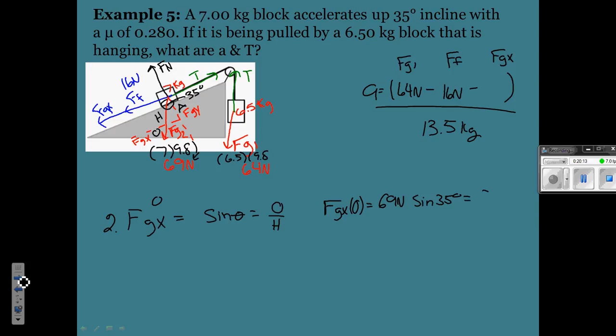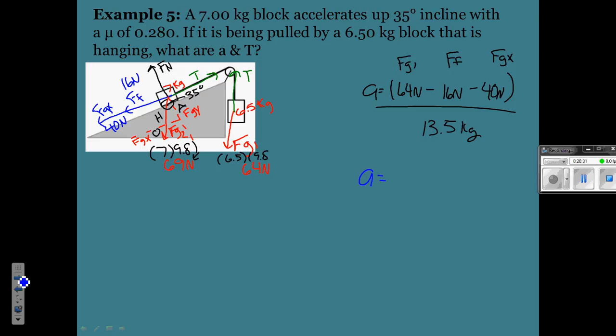And so I get 39.5, so I'm going to round that to 40 newtons. I'm going to erase that because I need the space. So this is 40 newtons. And so let's put all that in the calculator. Remember, you had to put this in parentheses. So 64 minus 16 minus 40 is 8 newtons divided by 13.5 gives us 0.59 meters per second squared.